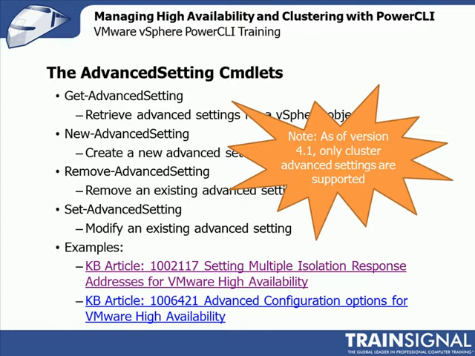I do want to note that as of version 4.1 of PowerCLI, only cluster advanced settings are supported. So if you go through your vSphere client and you can see that you've got a virtual machine, it has advanced options. The VMware host itself has advanced options. Those you can't set using these commandlets yet. I have been told that will happen. But the clusters are probably some of the more frequently used ones that you would set anyway.